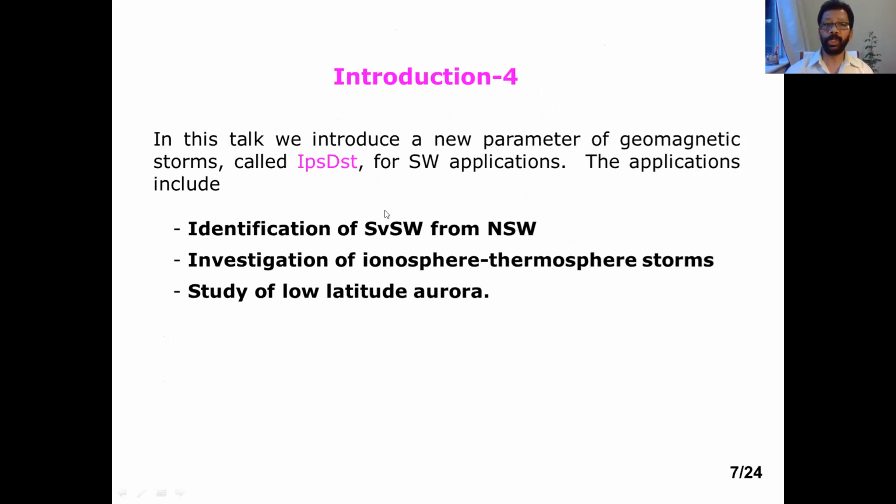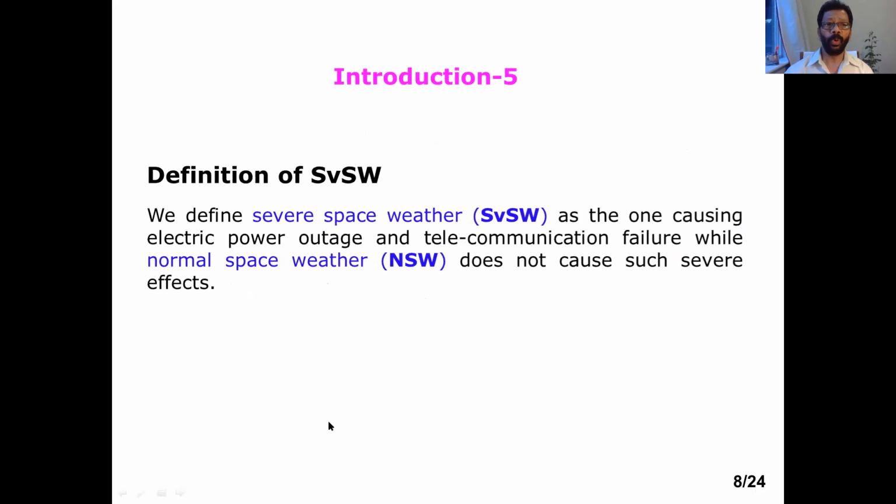In this talk, we introduce a new parameter of geomagnetic storms called IPS-DST for space weather applications. The applications include identification of severe space weather from normal space weather, investigation of ionosphere thermosphere storms, and study of low latitude aurora. Now, severe space weather is defined as the one causing electric power outage and telecommunication failure, while normal space weather does not cause such severe effects.